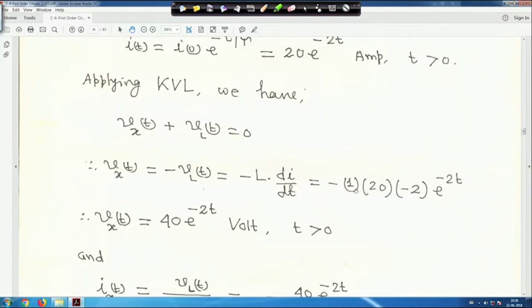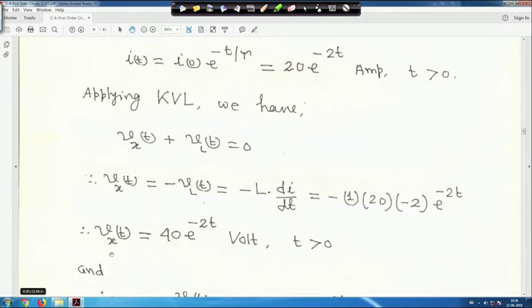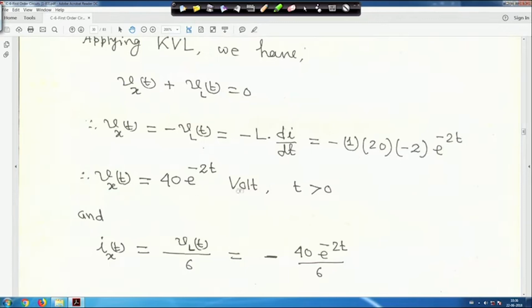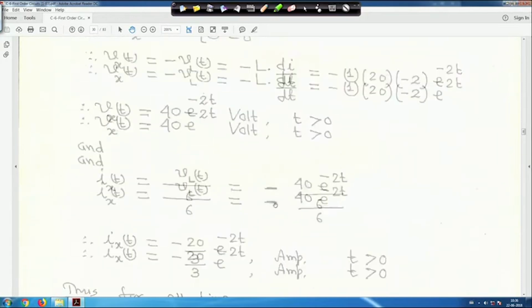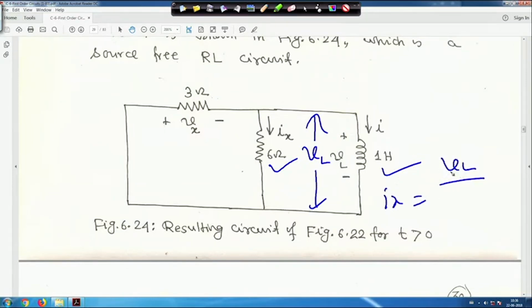So L is 1 Henry, minus 1, and di upon dt is the derivative of this one, so 20 into minus 2 into e to the power minus 2t. So Vx(t) will be 40 e to the power minus 2t volt for t greater than 0. And Ix(t) is equal to VL(t) upon 6, because this 6 ohm and the 1 Henry inductor are in parallel. So whatever you get across this is VL, and then Ix will be VL divided by the 6 ohm resistance.